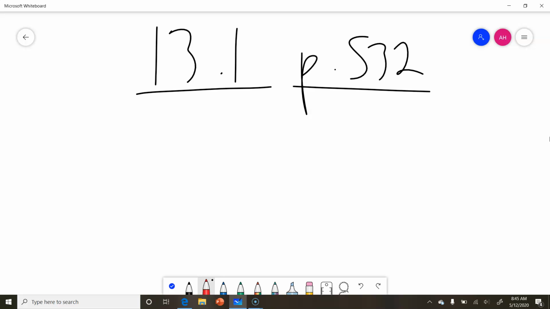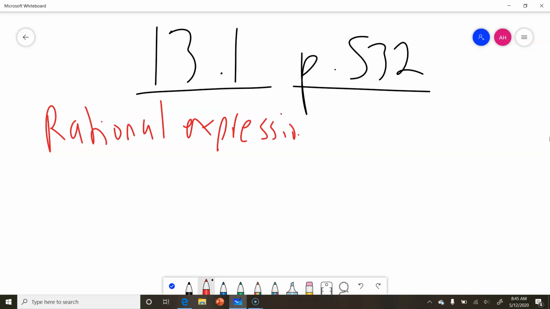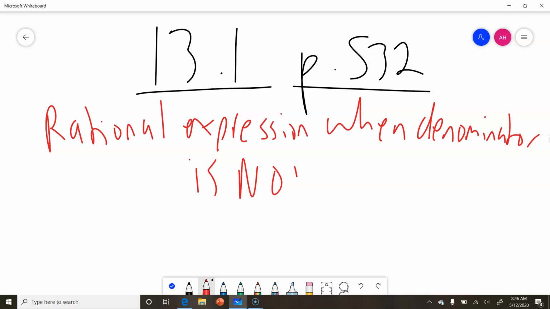So if you look with me on page 532, it says a rational expression. So we have this phrase rational expression, and it must occur when the denominator is not 0. When it is not 0. So we need to find out which values are not going to make it 0. Okay, so let's look at an example. Sorry, that's harder to explain than I thought it would be.